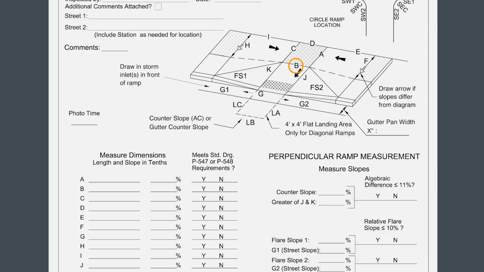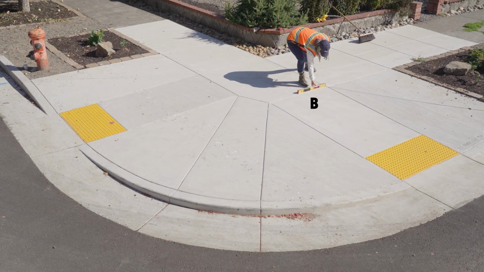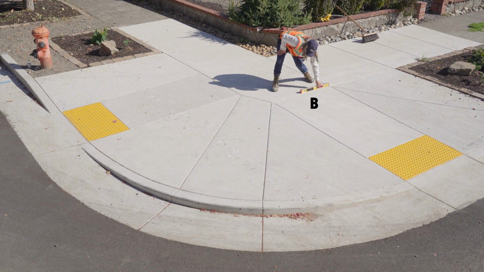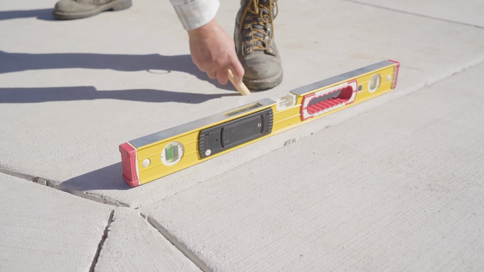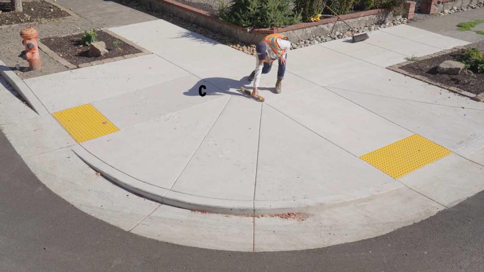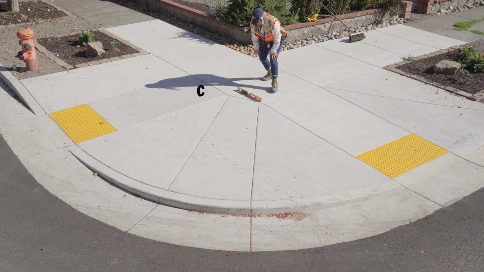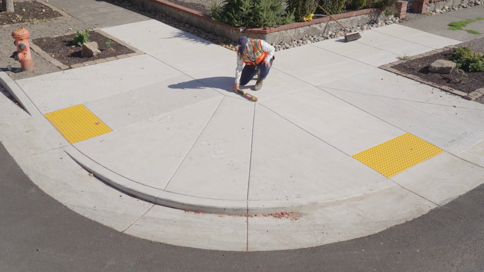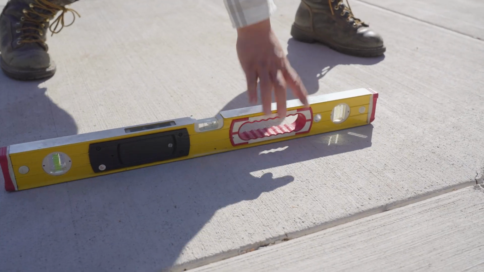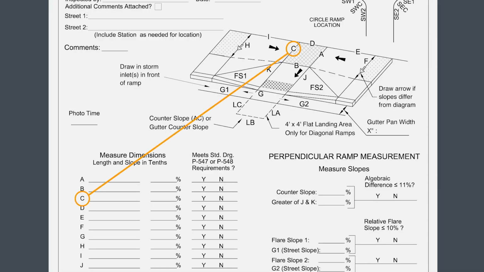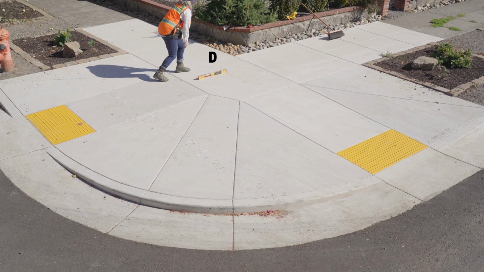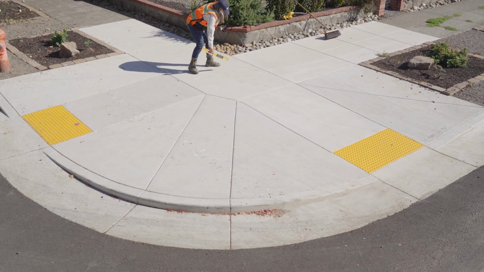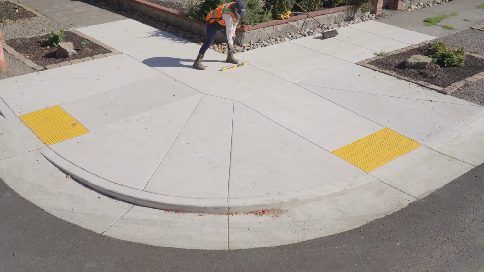Let's move on to B at the top of the ramp. Again, 2 measurements, saving the highest number. By the way, the width of B, the top of the ramp, should be the same as the width of the ramp below it. Next, C. Here, the landing is wider than the ramp, so take your measurement along an imaginary line extending up from the ramp's joint line. Taking 2 measurements, recording the highest. Then, D at the 48-inch mark, recording the highest measurement here.